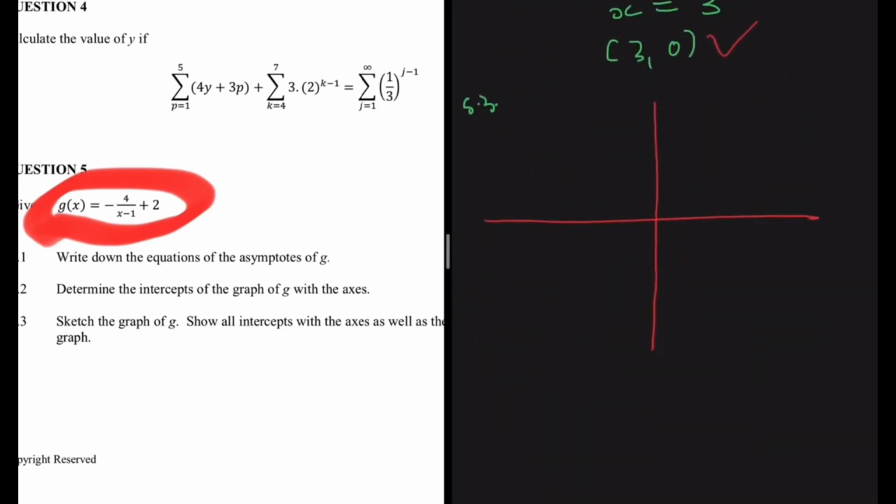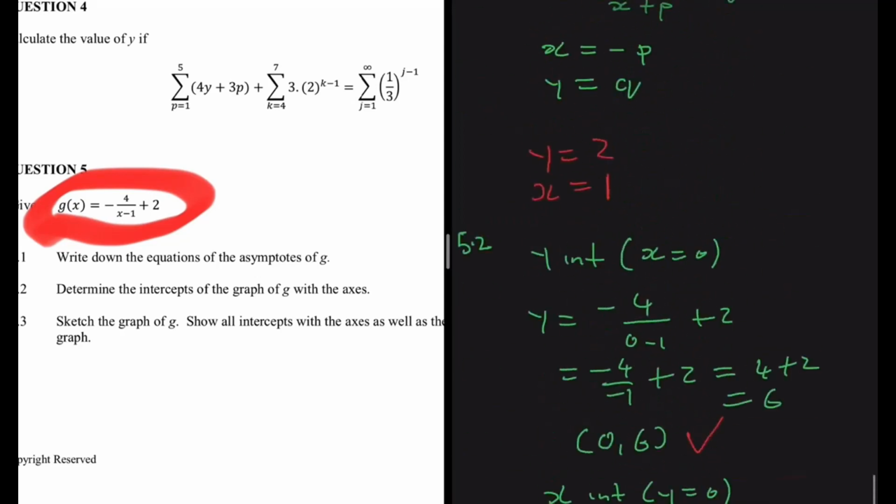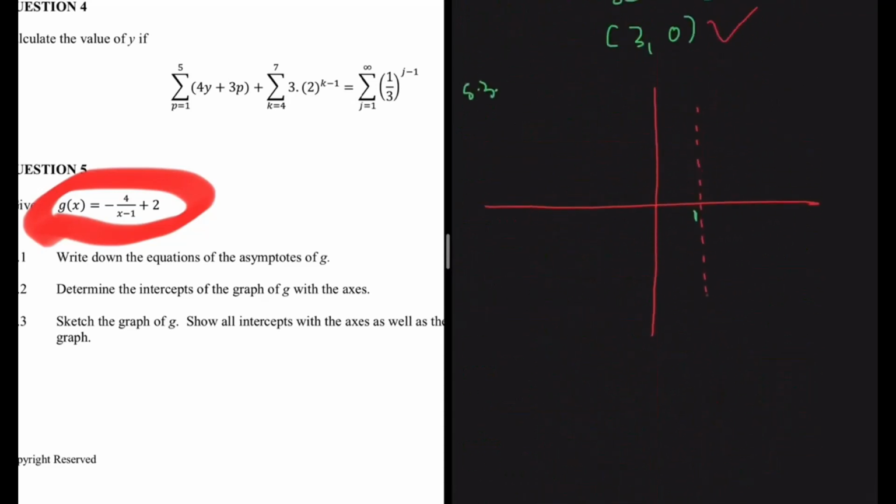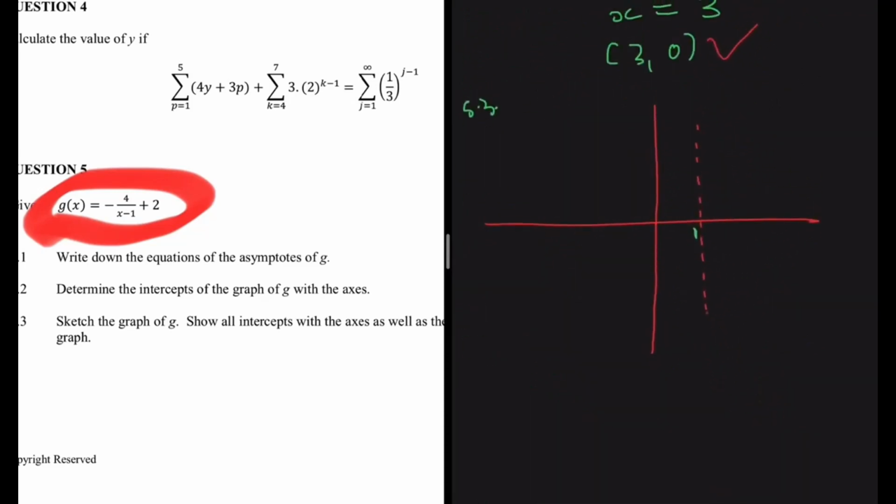So here at 1, we're supposed to have a vertical asymptote, and then the horizontal asymptote, we have y equals 2. So here at 2, we're supposed to have our vertical asymptote, and there we have it.